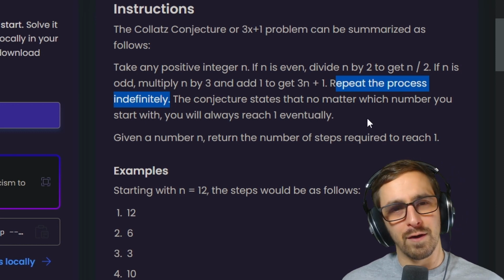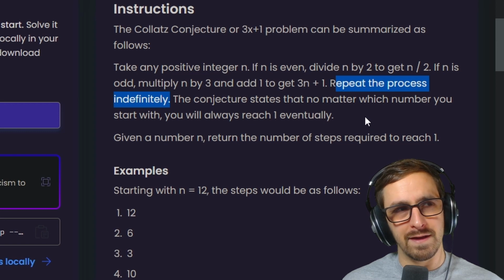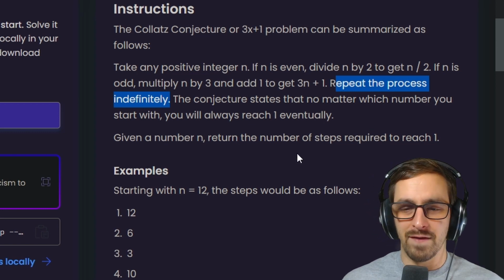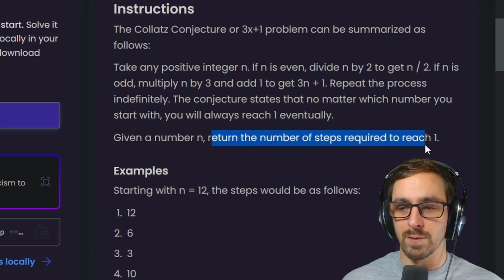The conjecture states that no matter which number you start with, you will always reach 1 eventually. This makes me wonder if I've watched magic tricks that involve this, and this is actually just the formula they were using. Given a number n, return the number of steps required to reach 1.